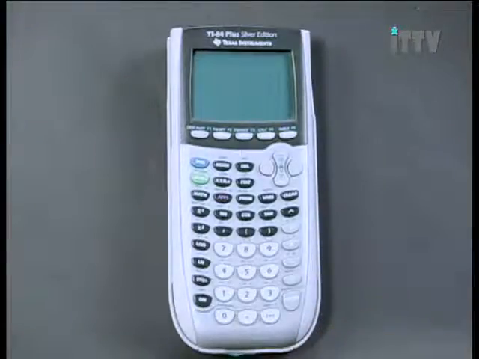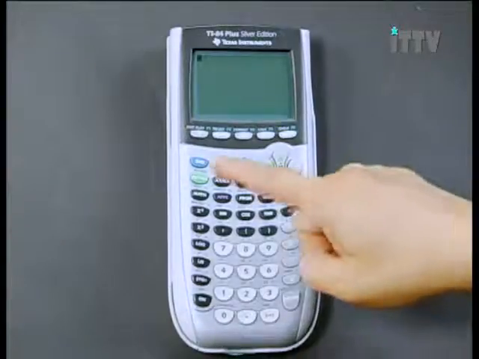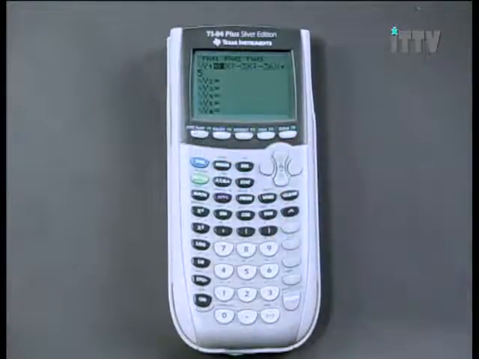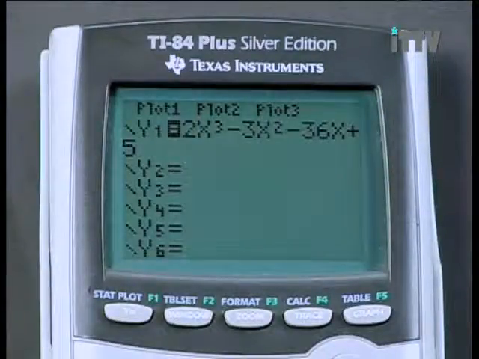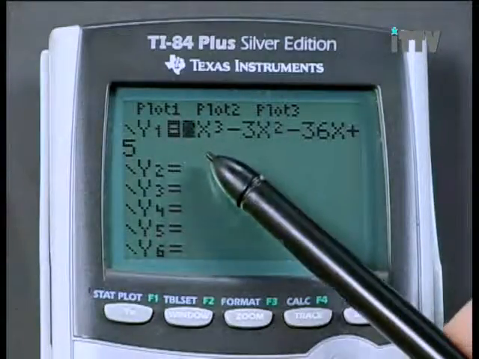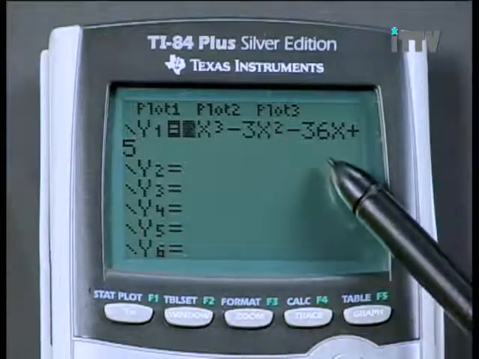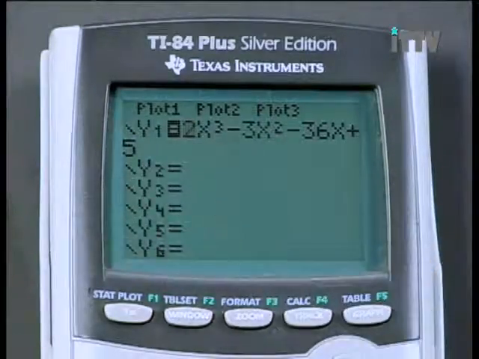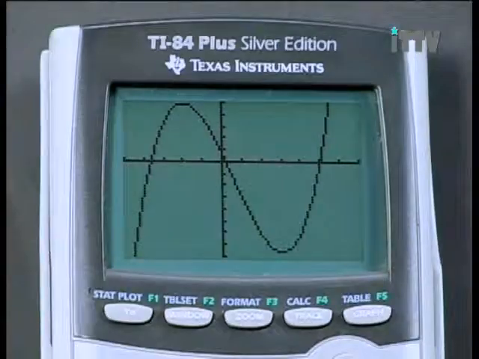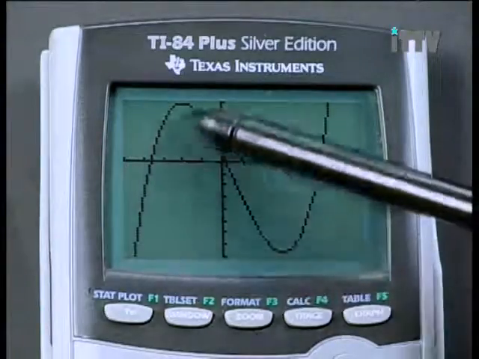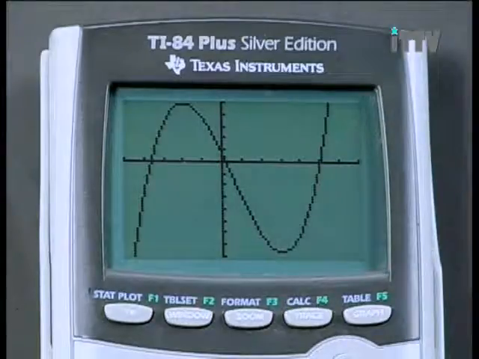Let me switch on the graphic calculator first. And as you can see, I've already keyed in a function into the graphic calculator. If you take a closer look at the screen, you will find that the function we are discussing is 2x cubed minus 3x squared minus 36x plus 5. And this calculator is able to show you the graph of that function if I press the graph button over here. As you can see, the graph that results is a curly shape graph in the form of a cubic equation.